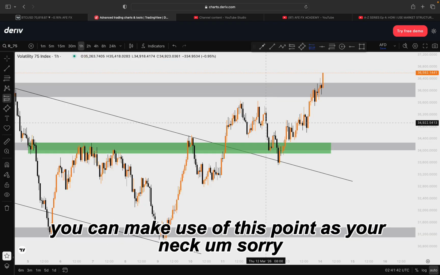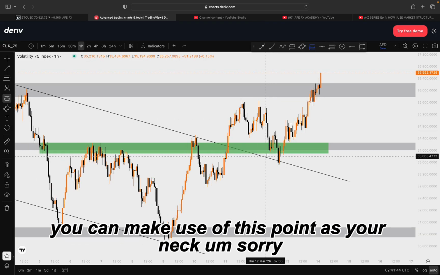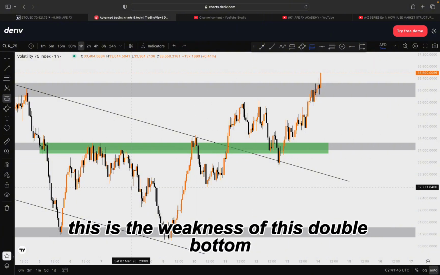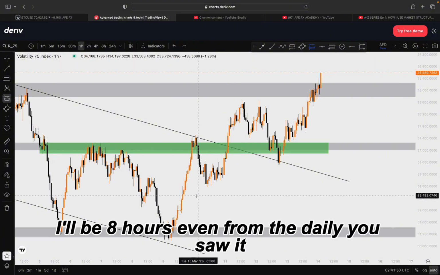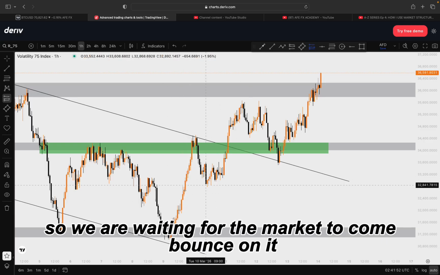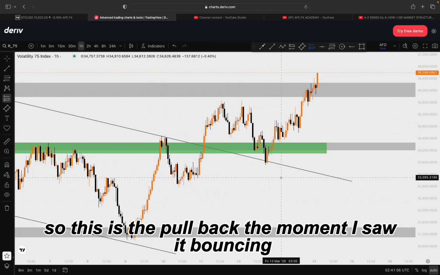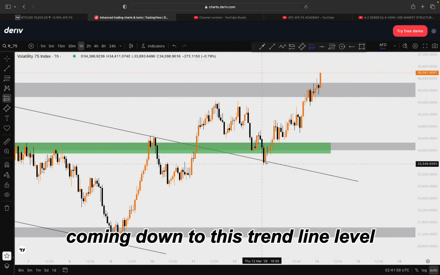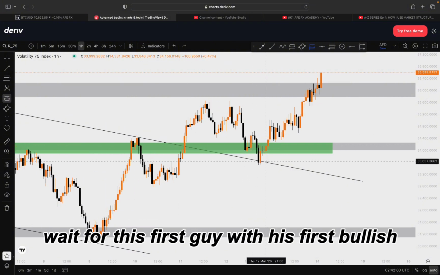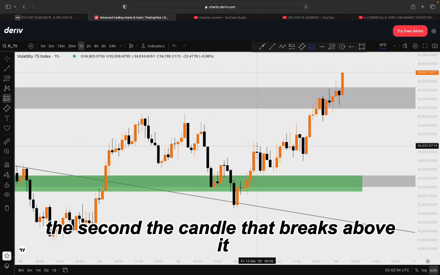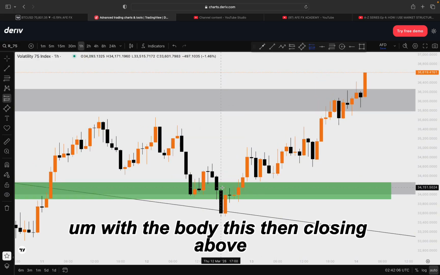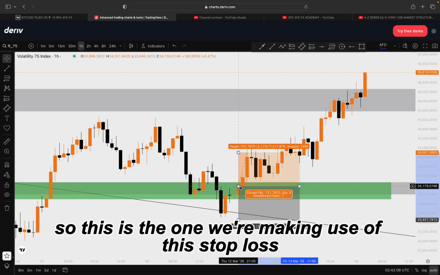You can make use of this point as your neck. This is the retest of this double bottom we are seeing here. We saw it from the 4 hours, 8 hours, even from the daily. So we are waiting for the market to come and bounce on it. So this is a pullback. The moment we saw it bouncing, coming down to this trend line level, wait for this first bullish candle. The second, the candle that breaks above it with the body, then closing above. So this is the one we're making use of.